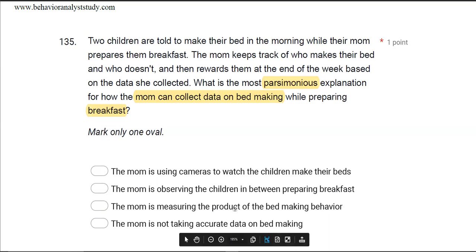And then D, mom is not taking accurate data on bed making. There's nothing really telling us the mom is wrong or bad at data collection. We're just asking, how does she do it? And if we're going with the parsimonious explanation, the simplest explanation, she's most likely using permanent product. She's measuring the product of the bed making behavior.